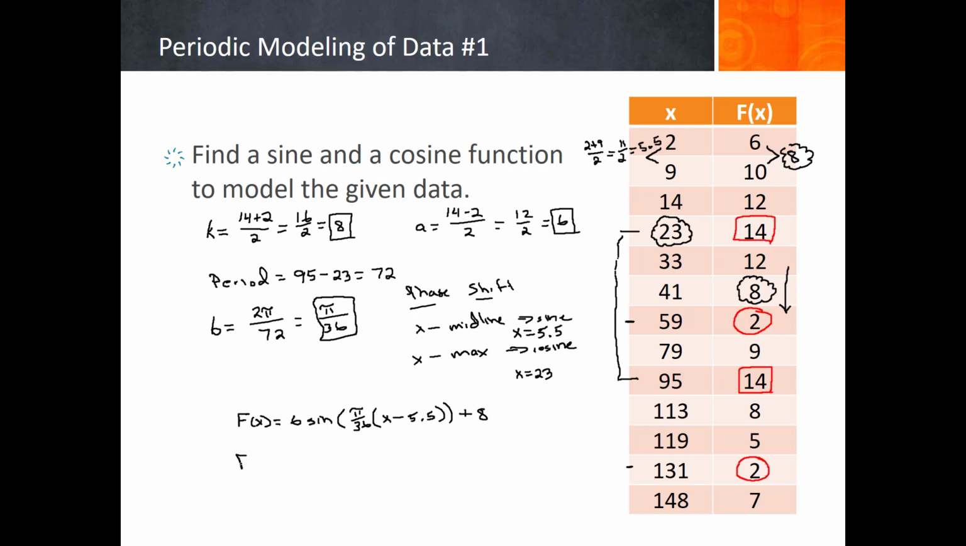And then if we wanted to write cosine, again, it's pretty much the exact same equation. We're going to have 6 times the cosine of pi over 36 times x minus, this time we're going to use the x coordinate for cosine, which we said was 23. We close our parentheses, and again, it's a plus 8. So those would be kind of the best equations that we could come up with, with the process that we have at this point.